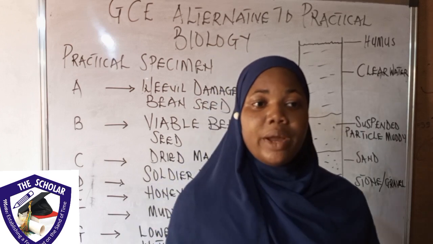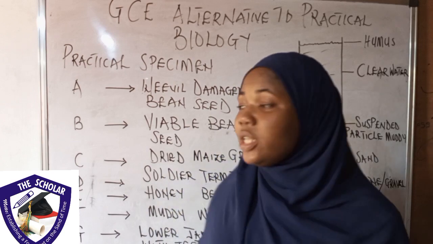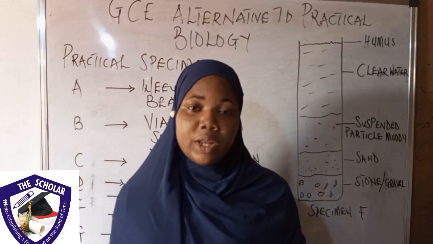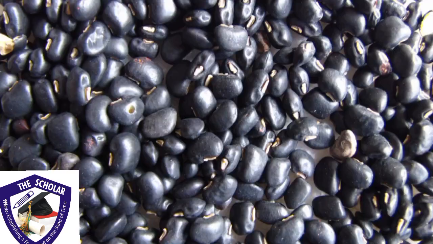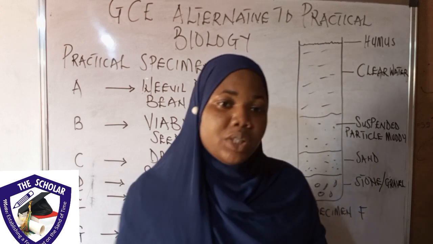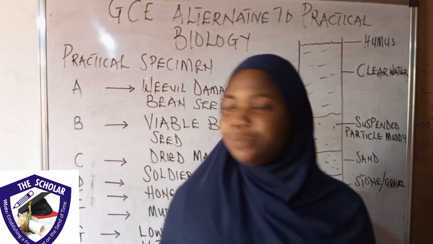Now you might also move and explain further by telling us the mode of dispersal of specimen B. Why then? The mode of dispersal of specimen B is explosive mechanism, and it happens for all leguminous plants such as our cowpea, our soya bean, and lots more. So they undergo what? Explosive mechanism for their mode of dispersal.